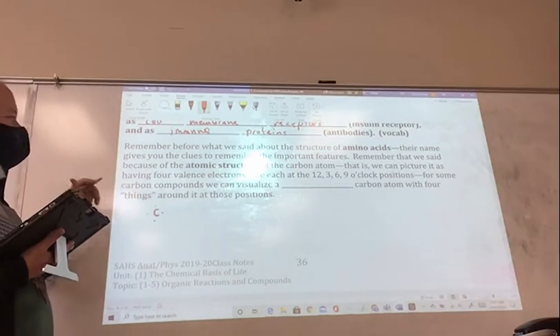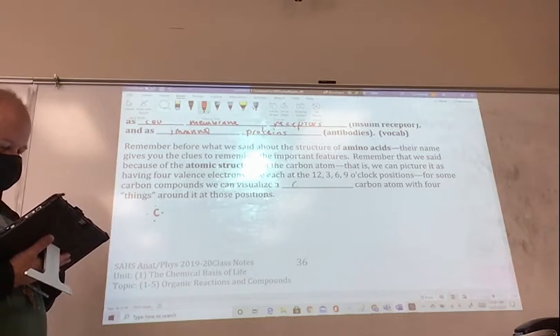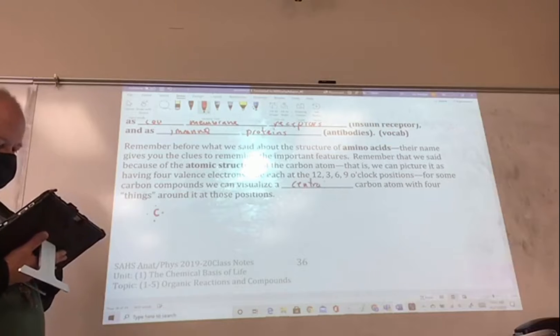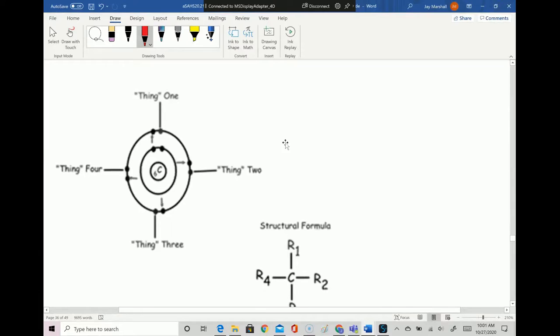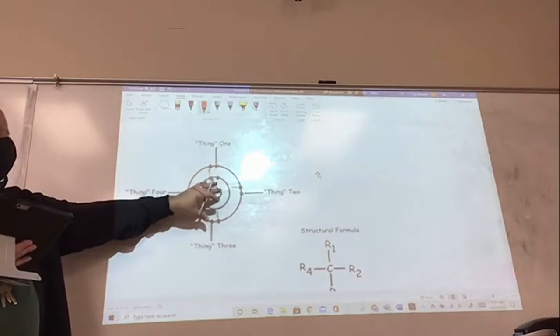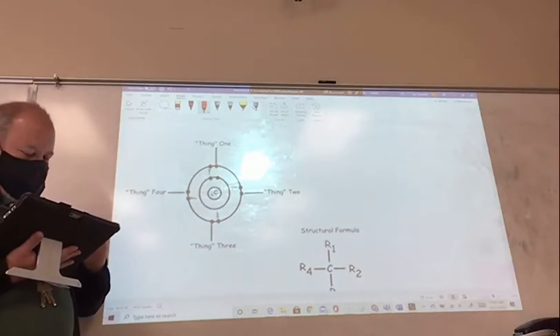But for some carbon compounds, we can visualize a central carbon with 4 things around it at these 4 positions. And we had this structure, and this is what makes all the difference in the world for carbon. This is why carbon can do so many things that no other atom can, and that's why Sperry and anyone else who talks about biology and atoms in biology, we always start with carbon, right? Because carbon can do so many things.